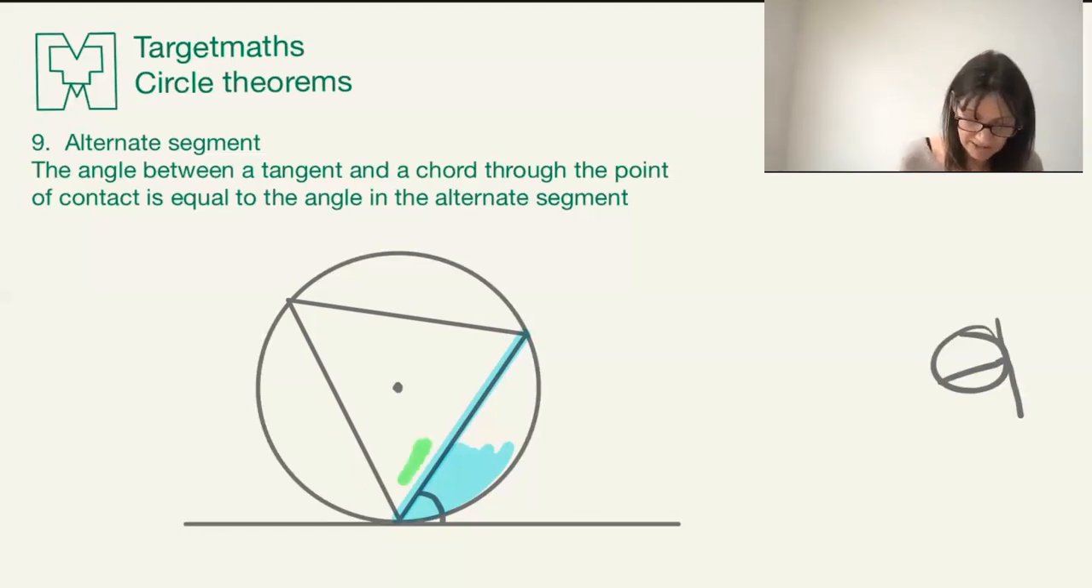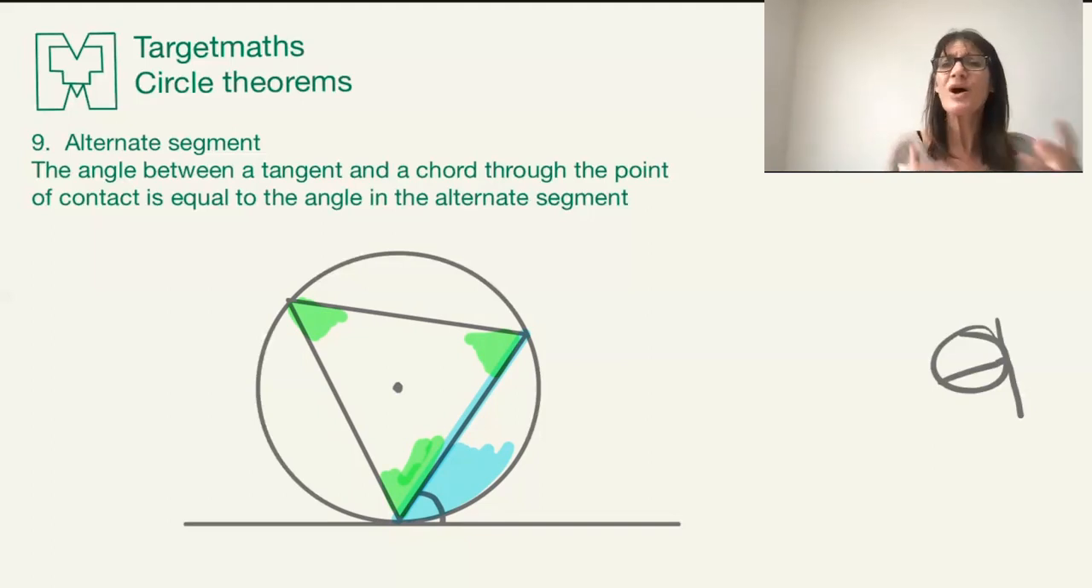So then I have an angle there in this segment. I have an angle there in this segment. And I have an angle there in this segment. In fact, all three angles are in the alternate segment. So again, it's a bit like, well, which one out of the three is the one that's equal? And this is the best way to deal with that problem.